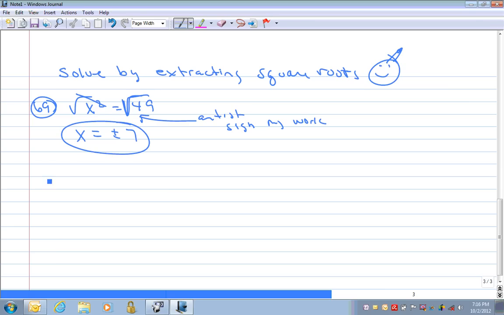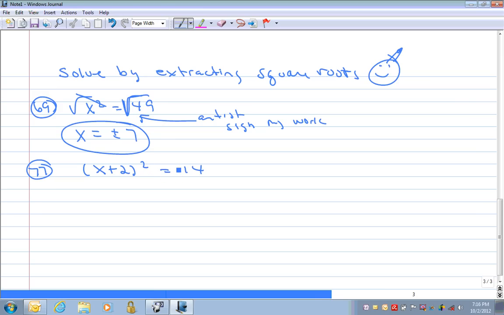Next we're going to work on problem 77. You should be able to finish the rest of your classwork in class tomorrow. This is a little trickier. We're going to go x plus 2 in parentheses squared. That's a perfect square binomial. And we're going to say that that equals 14.